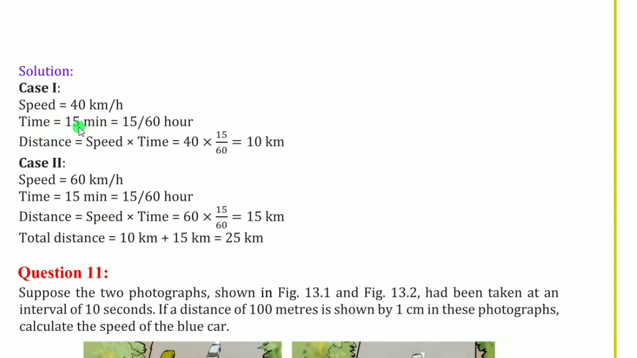40 km per hour, time 15 minutes. So we have to convert 15 minutes into hours: 15 by 60. 40 into 15 by 60 is 10 km. For the second, it will be 15 by 60 into 60. So 60 into 15 by 60 is 15 km. So it is 10 km and 15 km. So the total distance covered is 10 plus 15, 25 km.